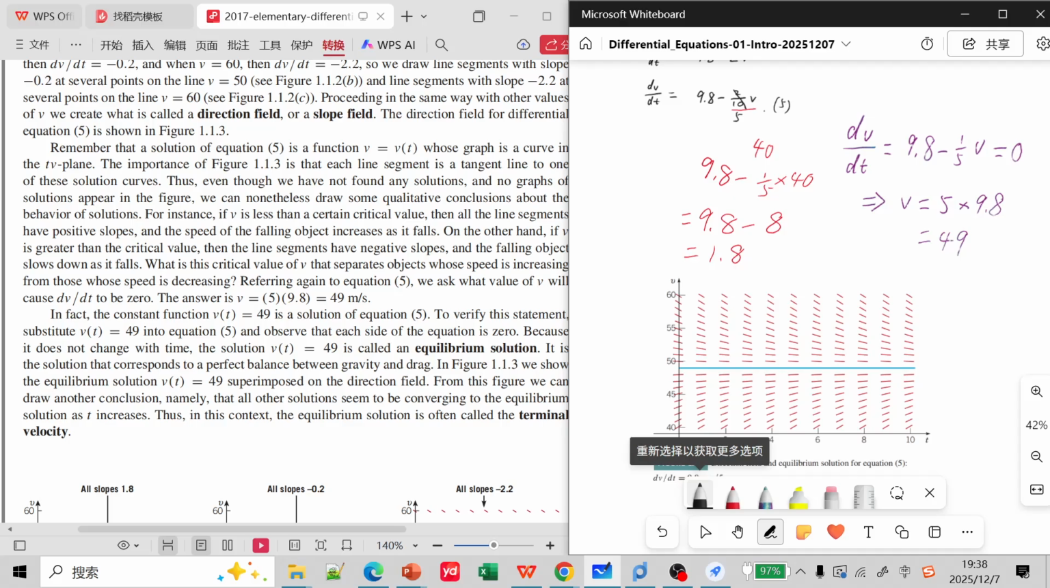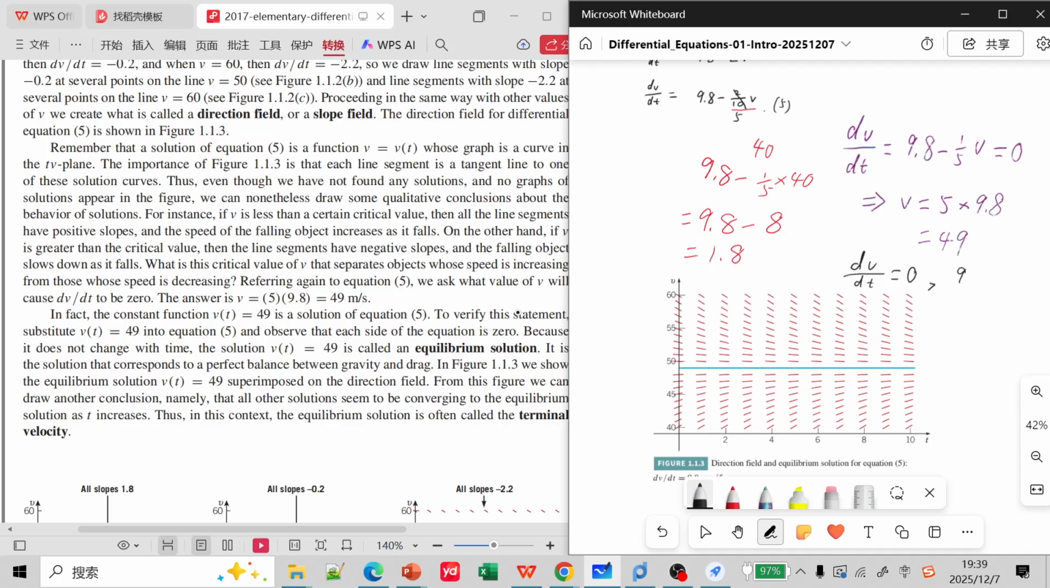Now let's consider V is equal to 49 constantly. So now dV over dt is equal to 0 because it's a constant value function. This is on the left side of this equation 5, and then on the other hand we calculate the right side of equation 5.